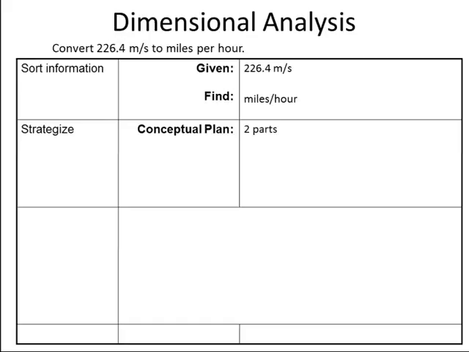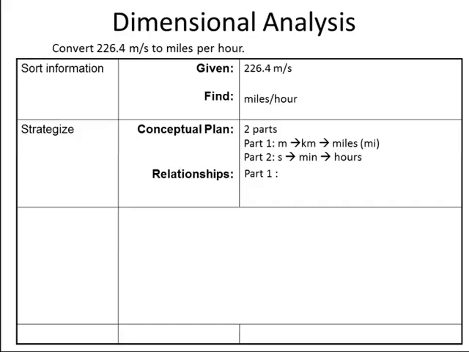We're actually going to be doing 2 different conversions here. So we're going to think about it in terms of being 2 parts. The first part, we're going to go with the lengths. We're going to convert meters to kilometers to miles. Second part then, we're going to go with the time aspect. We're going to go from seconds to minutes to hours. All right, so for our relationships, let's only think about part 1 at the moment. So 1 mile is 1.6093 kilometers, and there's 1,000 meters in 1 kilometer.